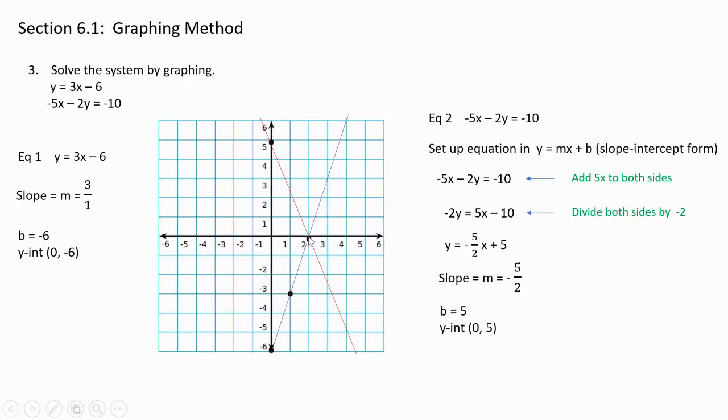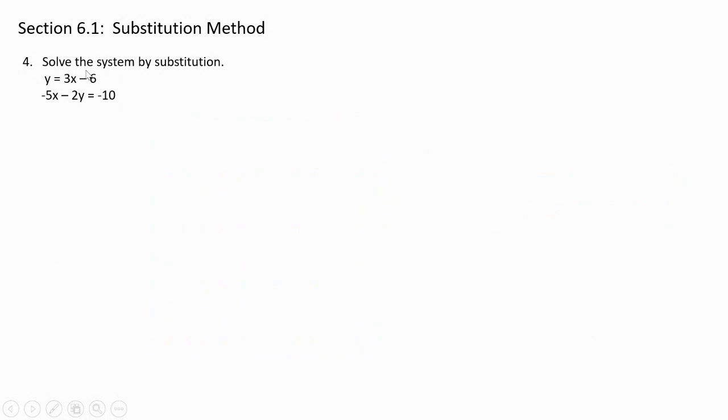So this is my solution where they both intersect, which will be 2, 0. The point where both lines intersect is the solution, which is going to be 2, 0. Now, on my next slide, I'm going to do the very same one by substitution, just so you know that you can get it different ways.